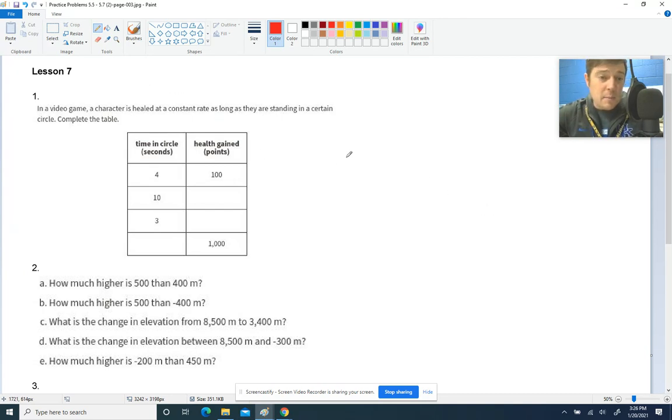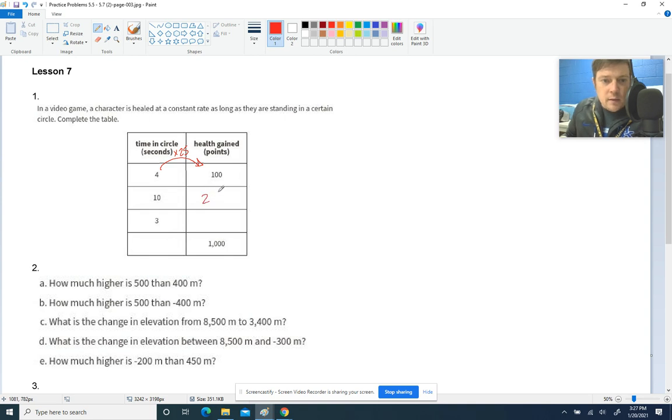Number 1, in a video game, a character is healed at a constant rate as long as they're standing in a certain circle. We're going to complete the table, assuming that this is a constant of proportionality table. So there's a constant rate. We're doing a little bit of review of things that we've done in the past. To find our constant of proportionality, we need to divide 100 by 4. That's easy. That's 25. So we know that they're multiplying by 25.